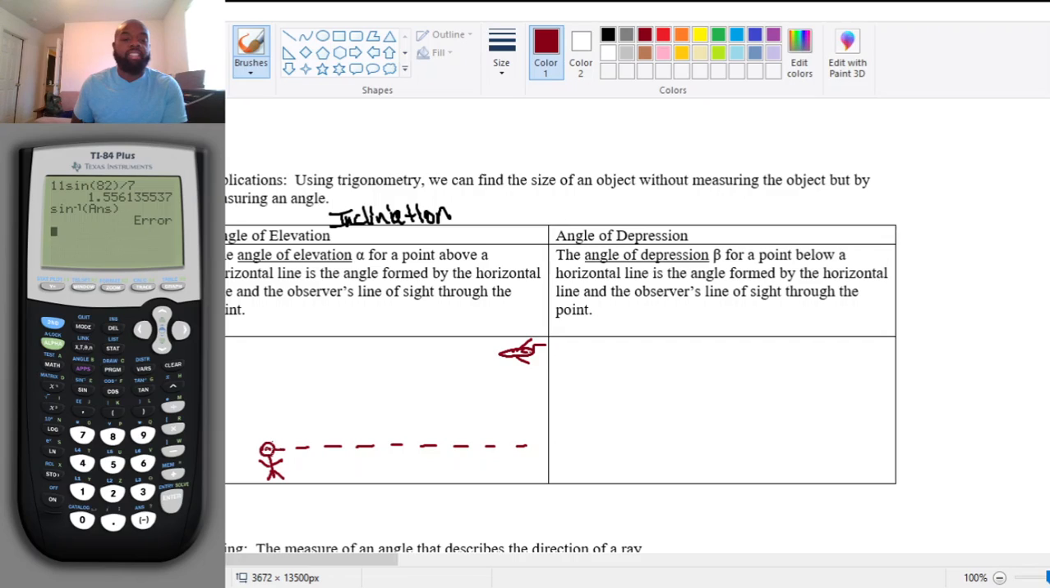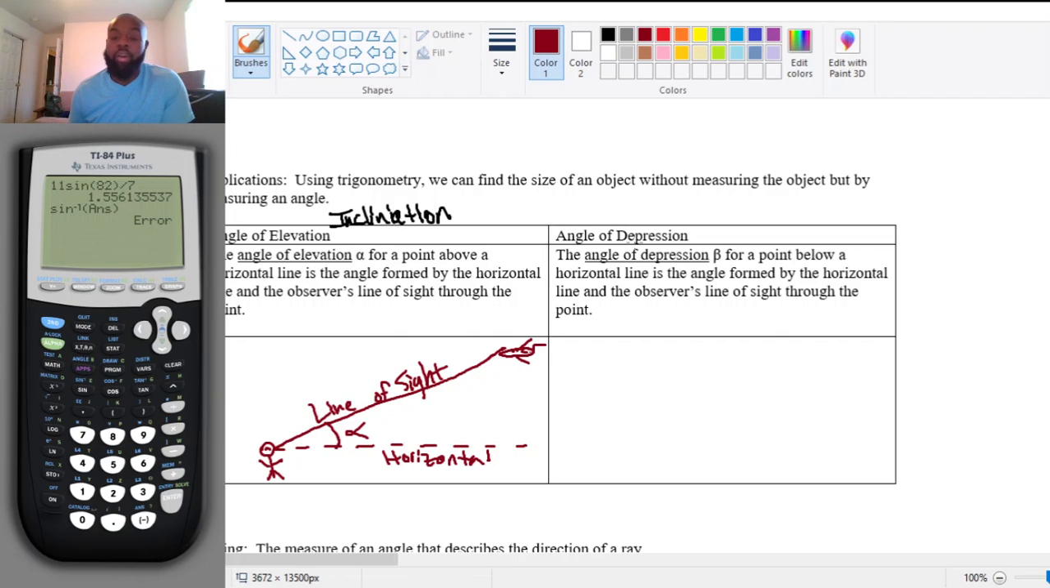And you're looking up at that sky, right? The angle of elevation is the angle formed from this horizontal, this is the horizontal, and your line of sight to the object. This is your line of sight. All right, and so it's this angle here. This angle is your angle of elevation.